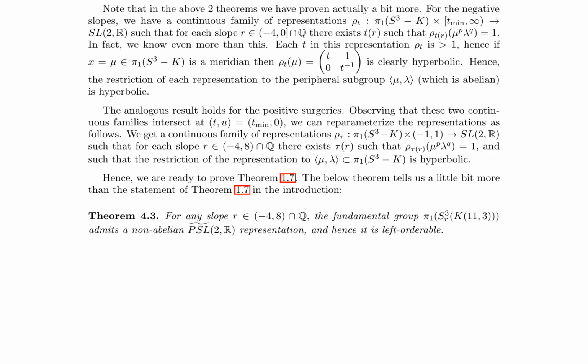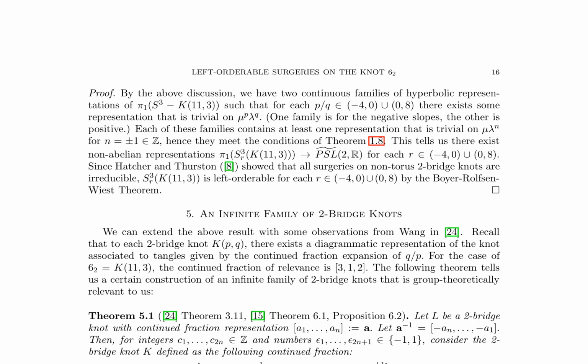The paper also explores an infinite family of two-bridge knots, leveraging Wang's theorem from [24]. This theorem provides a method for constructing new two-bridge knots based on the continued fraction representation of their associated tangles. The theorem also establishes a homomorphism between the fundamental groups of the knot complements, preserving peripheral subgroups and mapping the meridian and longitude appropriately. A key observation is that the condition on the knot complement groups is related to a left-orderability condition, as stated in Theorem 5.3.